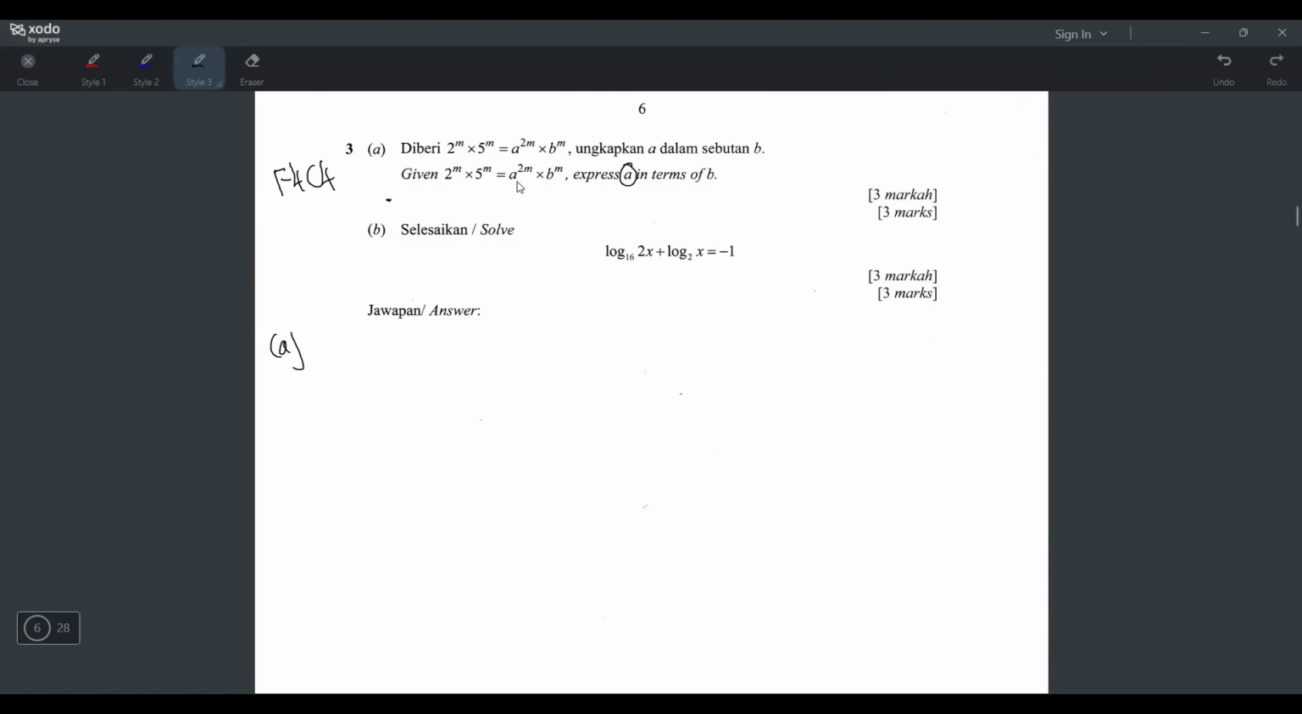Alright, so I can see that this is the a, right? So I will try my best to make it single. First of all, the left hand side, 2 power m times 5 power m, you can actually combine to become 10 power m. Yes, memang boleh buat macam tu.